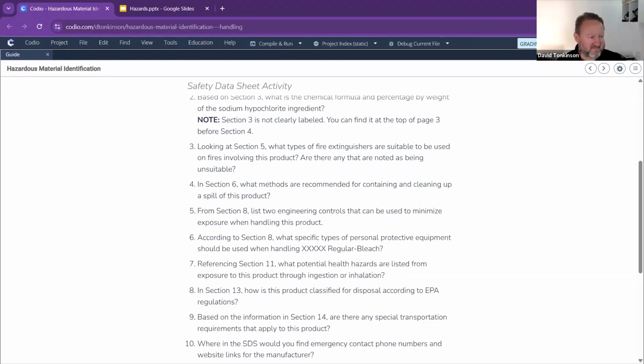Good, we're going to question 8 then. In section 13, how is this product classified for disposal according to EPA regulations? Fastest fingers first again from Daniel. Daniel Collins there.